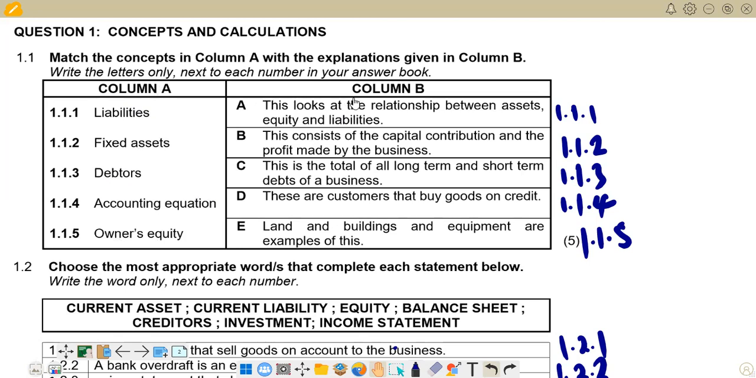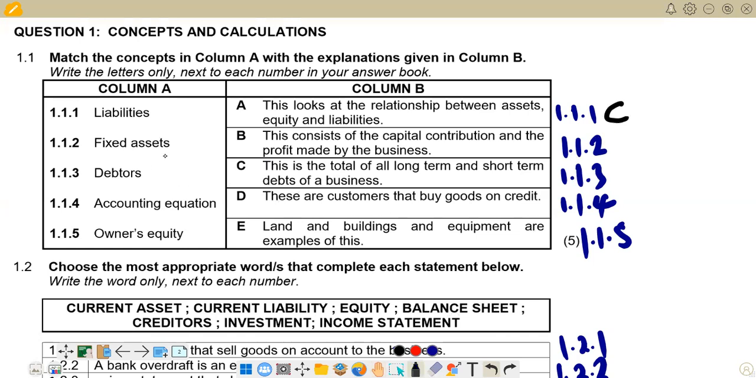So if you go according to the explanation that you are given in column B, the most appropriate there is C. This is the total of all long-term and short-term debts of a business. The debts are the amounts that we are owing as a business to other businesses or other people. These debts can be long-term or short-term. If we integrate the short-term and long-term debts, then we have the total for liabilities. So basically, liabilities is long-term liabilities plus short-term liabilities. So on the first part, our answer is C. So we are going to put our C here.